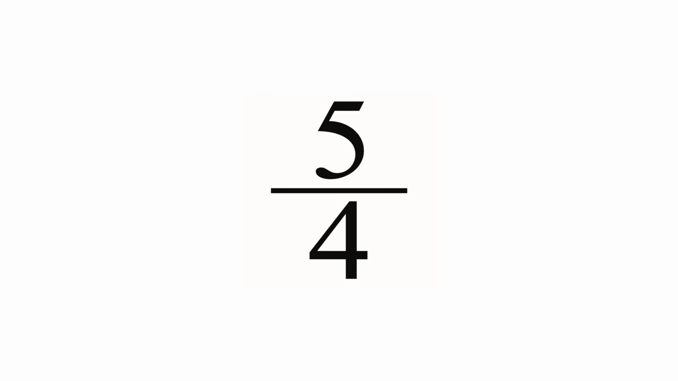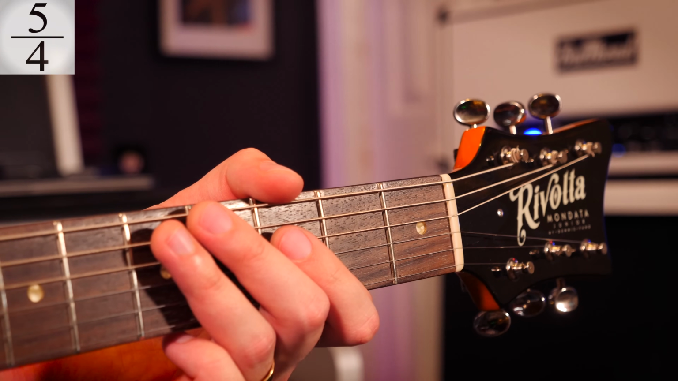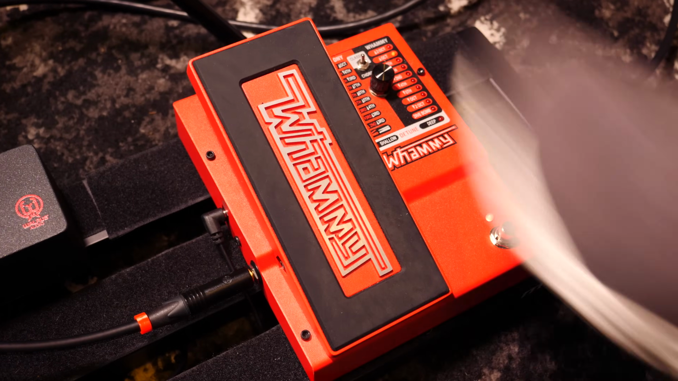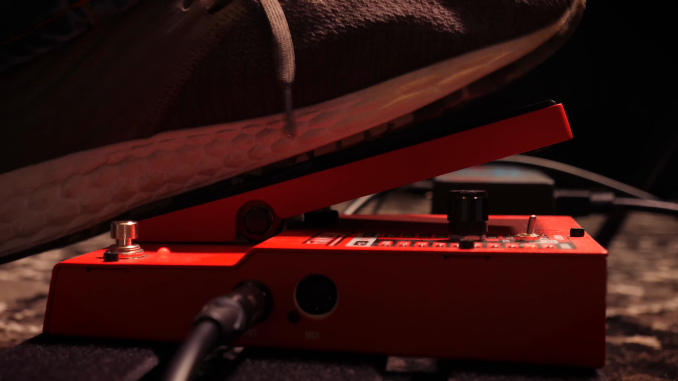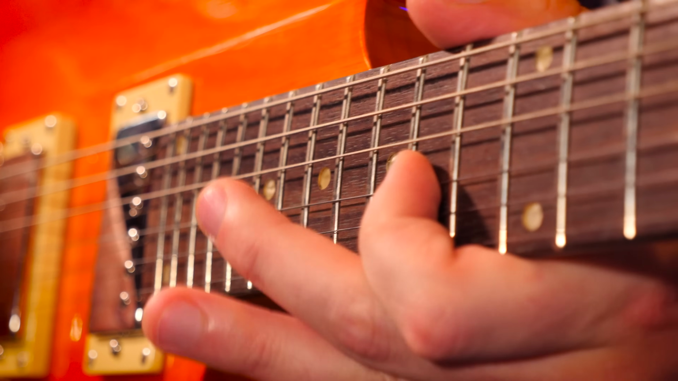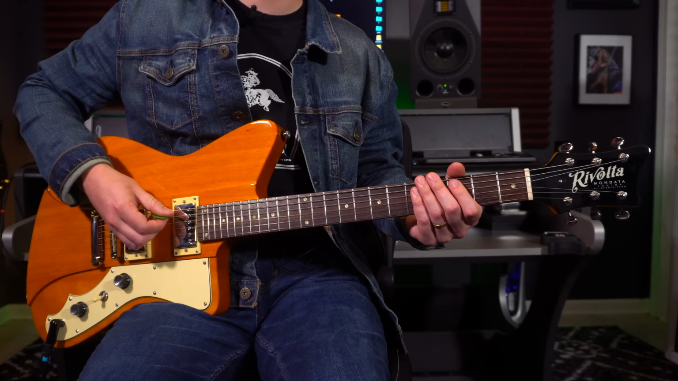Now we have another 5/4 song. This is by Queens of the Stone Age, and it's called Hanging Tree from their album Songs for the Deaf, my favorite Queens of the Stone Age album. So the main riff is pretty straightforward. It just has this kind of pull-off thing happening.